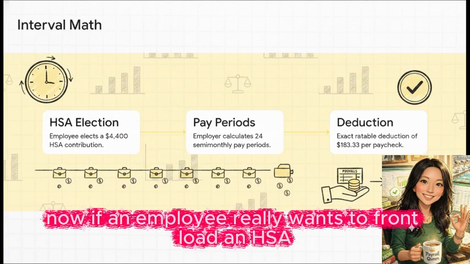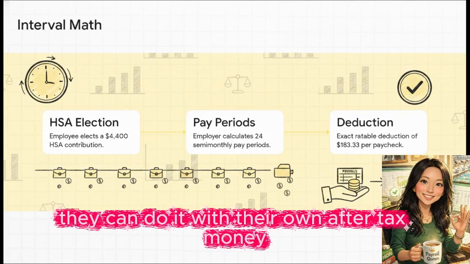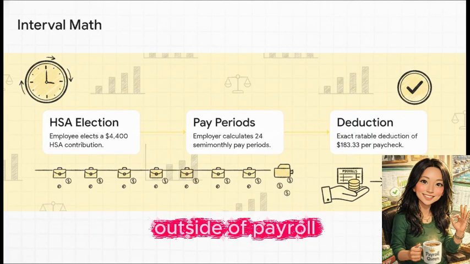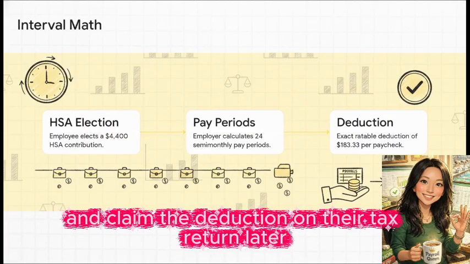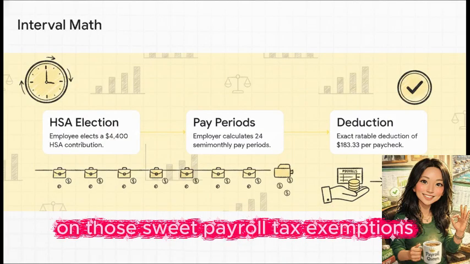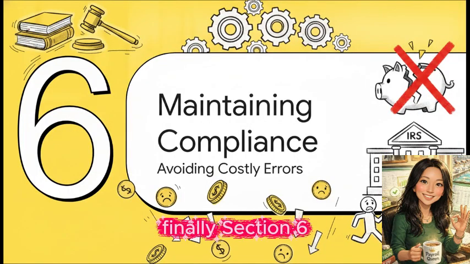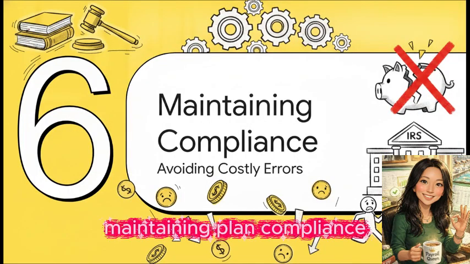Now, if an employee really wants to front-load an HSA, they can do it with their own after-tax money outside of payroll and claim the deduction on their tax return later, but they'll completely miss out on those sweet payroll tax exemptions. Finally, Section 6, Maintaining Plan Compliance.